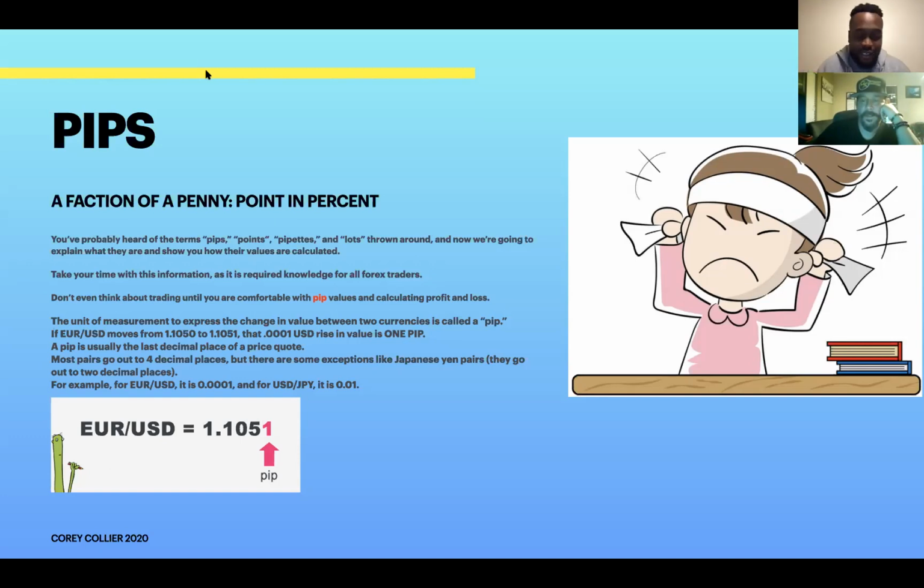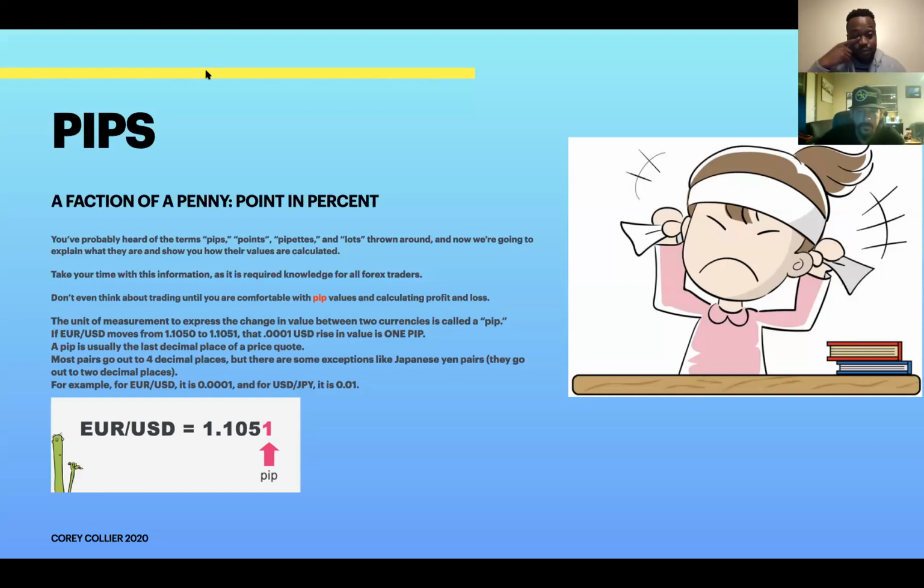So take your time with this information, because it's required for you to understand. Even though you won't do the calculations manually, as long as you understand that the pip value of some trade instruments can't fall under the blanket statement that one standard lot is equal to $10 a pip. That's a blanket statement, guys. We can't use that.